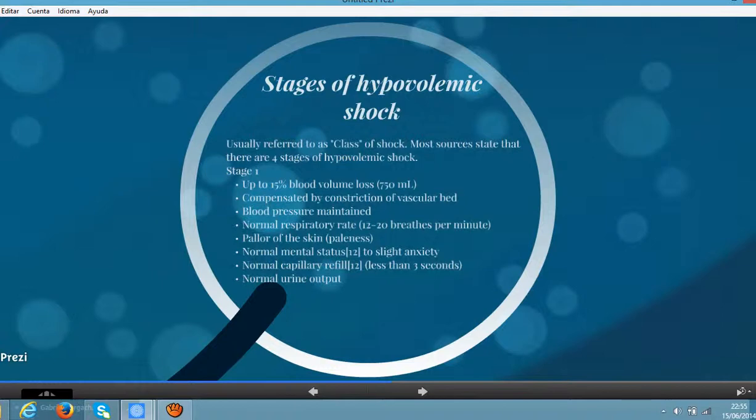of the vascular bed, blood pressure maintained, normal respiratory rate 12 to 20 breaths per minute, pallor of the skin, normal mental status to slight anxiety, normal capillary refill, less than 3 seconds, and a normal urine output.